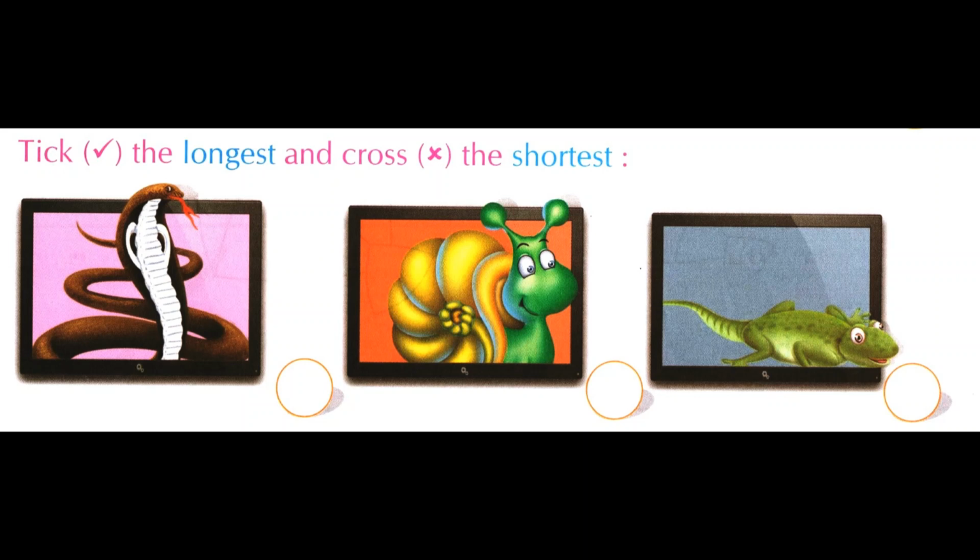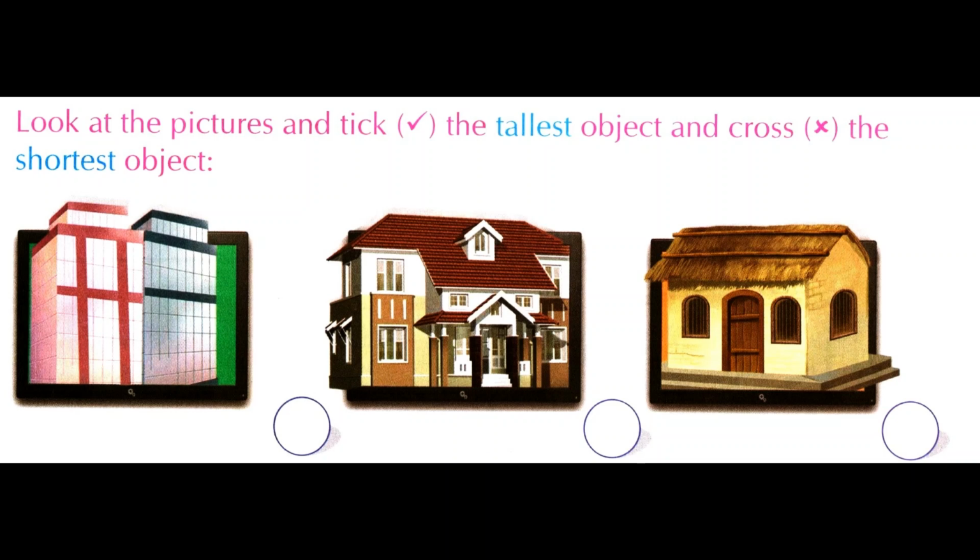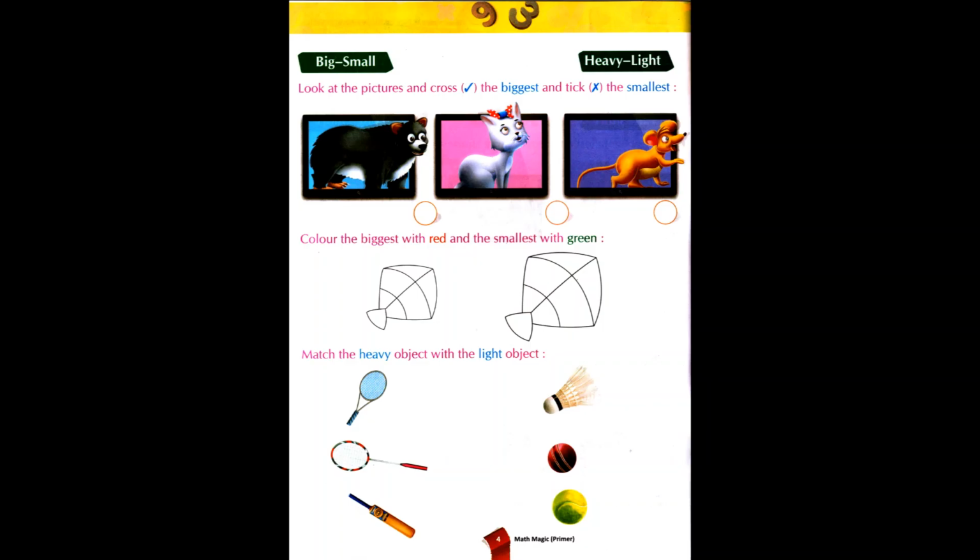Now the third picture, look at the picture and take the tallest object and cross the shortest object. In this picture you have to take the tallest object and cross the smallest or shortest object. Now come to the next picture. In this picture, you have to choose the biggest and smallest one.